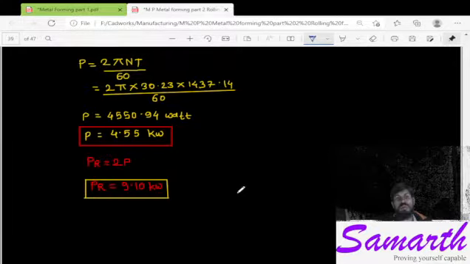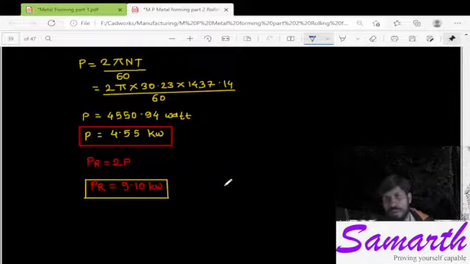This was all about the rolling process. We have completed almost all the things. If you have any doubt, you can write in the comment box.